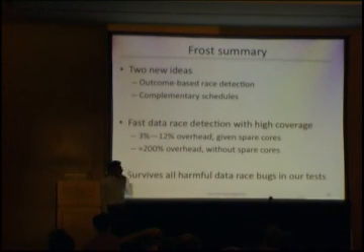To summarize, in this talk, I've introduced 2 new ideas: outcome-based data race detection and complementary schedules. We realize these ideas in a new system that we call Frost. Frost is able to efficiently detect data races with high coverage. We find that given spare cores, it adds only about 3 to 12% overhead, and in the absence of spare cores, the overhead is about 3x. We've also found that Frost survives all harmful data race bugs for the benchmarks that we've tested against.